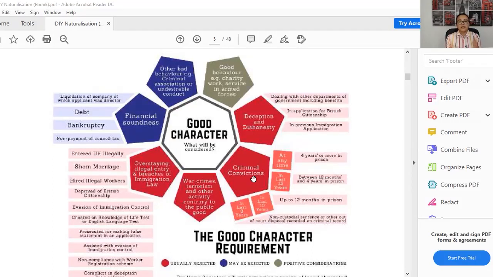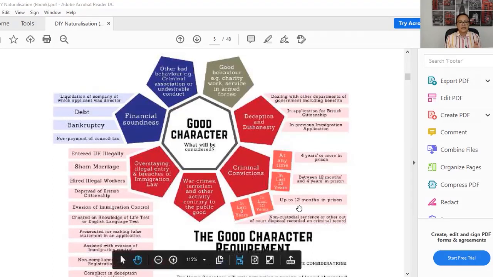Because he had a criminal record, he had to wait, although he didn't go to prison for up to 12 months. It says non-custodial sentence, so I think he just got fined. Then he had to wait for 3 years before he could apply for naturalization. So I hope that's quite clear.